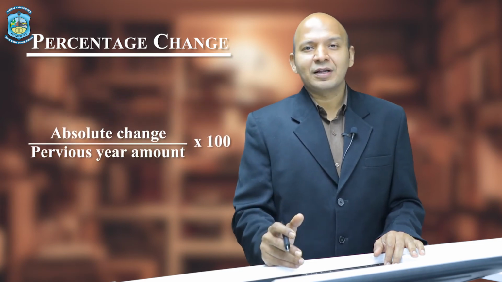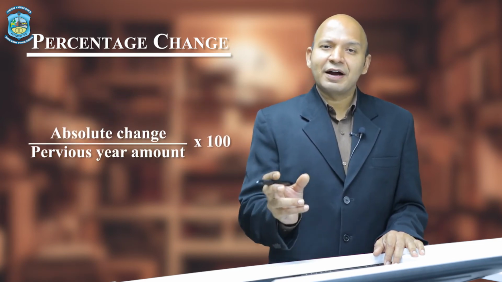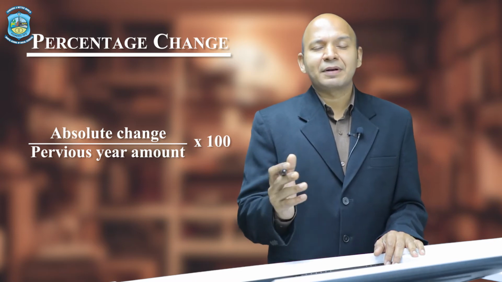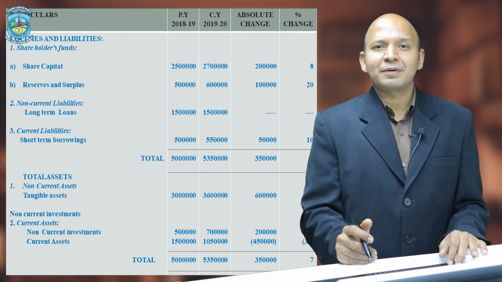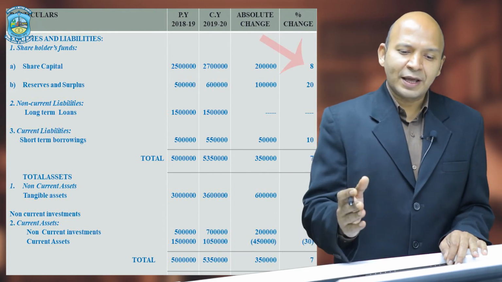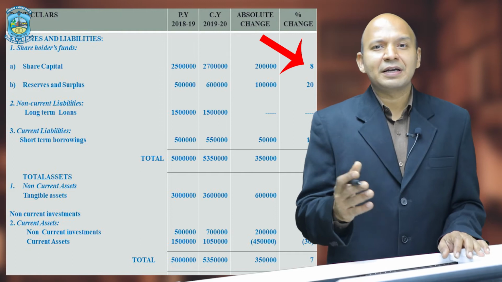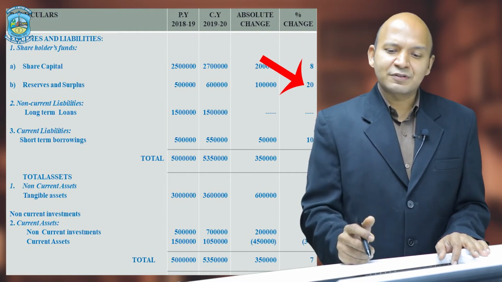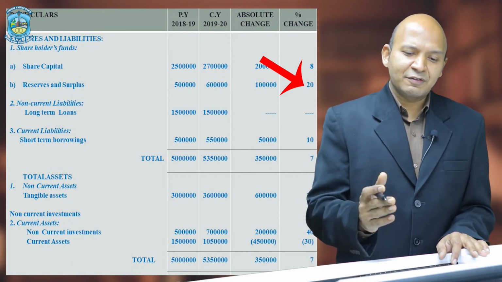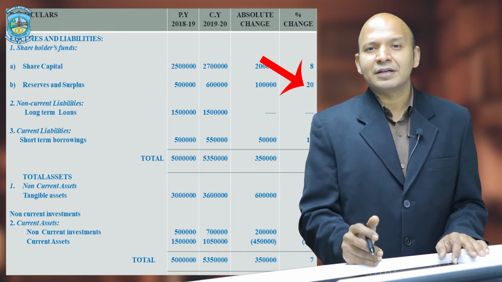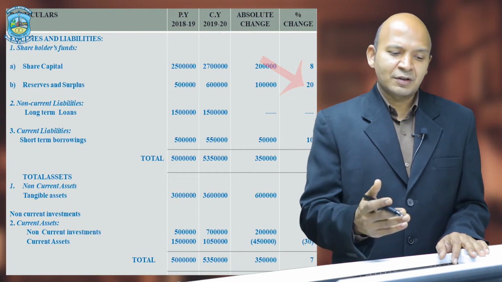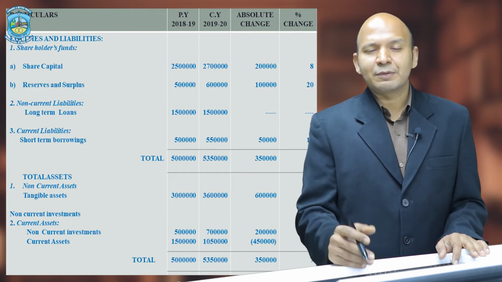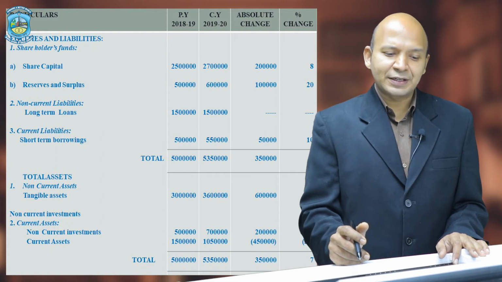For calculating percentage change, we have already discussed the formula, that is absolute change divided by previous year amount multiplied by 100. If we have to calculate percentage change for share capital as per the formula, 2 lakhs divided by 25 lakhs multiplied by 100, the percentage is 8%. For reserves and surplus, 1 lakh divided by 5 lakhs multiplied by 100, it is 20%. For long-term loans, we need not calculate because there is no absolute change figure.